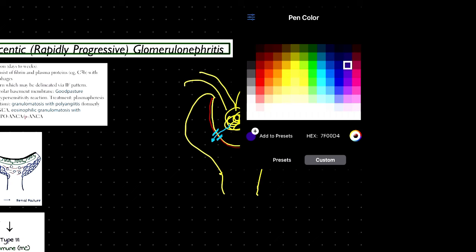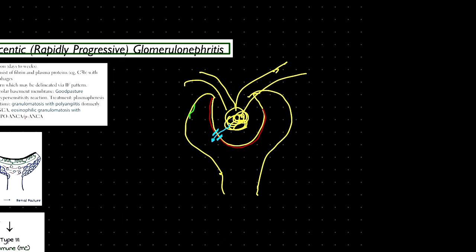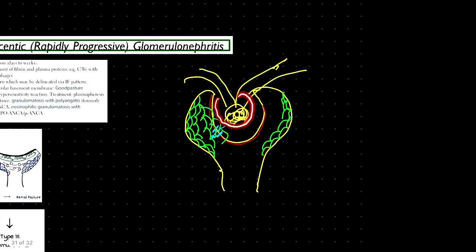As we know, these are our parietal cells. Now as these inflammatory cells leak, they will cause excessive multiplication of our parietal cells. As there is excessive multiplication of the parietal cells, they will increase in size, and this will cause shrinkage of our glomerulus.